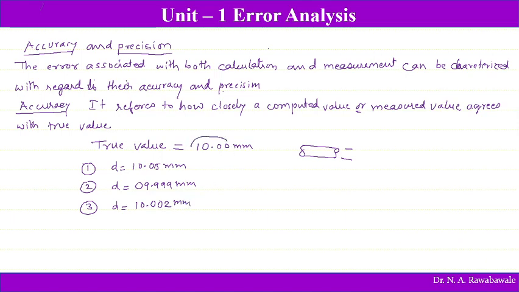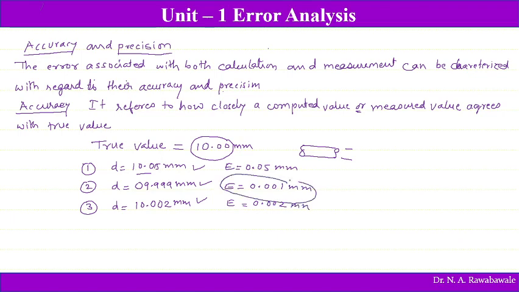The true answer is 10. So these answers are not wrong. The values which you have measured are not wrong, but these answers have got error. So here the error, the difference between the true value and the measured value, is 0.05 mm. In this case, the difference between 10 and 9.999 is 0.001, and here the error is 0.002. Which error is minimum? That we have to see. So this error is minimum.